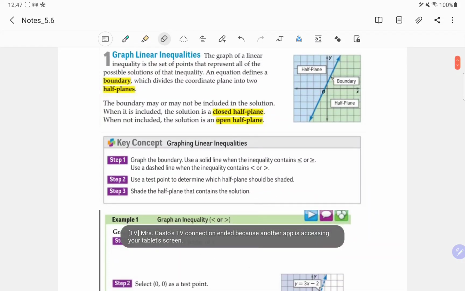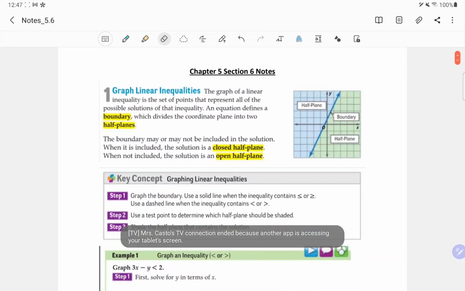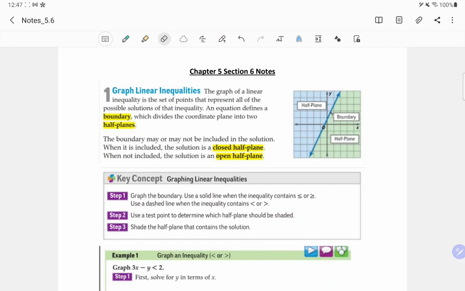All right, for the section 6 notes, we're graphing inequalities. Not graphing them on a number line like we've done in the past. Now we are graphing them on a graph with two variables. So we're going to have an x and a y in our inequality, okay? But we're going to solve it not any more challenging than what we've solved in the past, all right?